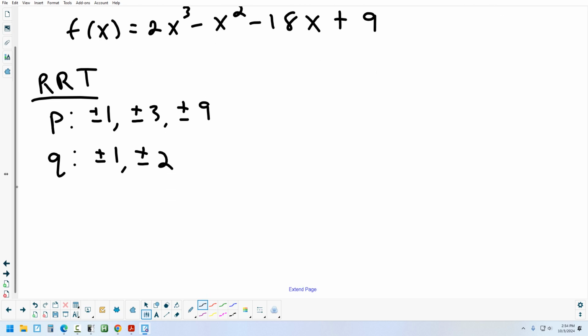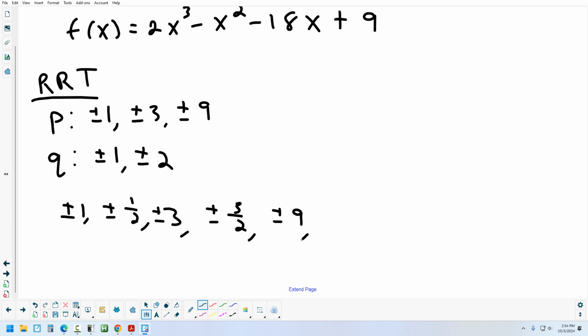And then to get all the possibilities, we write all the different p's over the q's. So we've got 1 over 1, 1 over 2, 3 over 1, 3 over 2, 9 over 1, and 9 over 2.